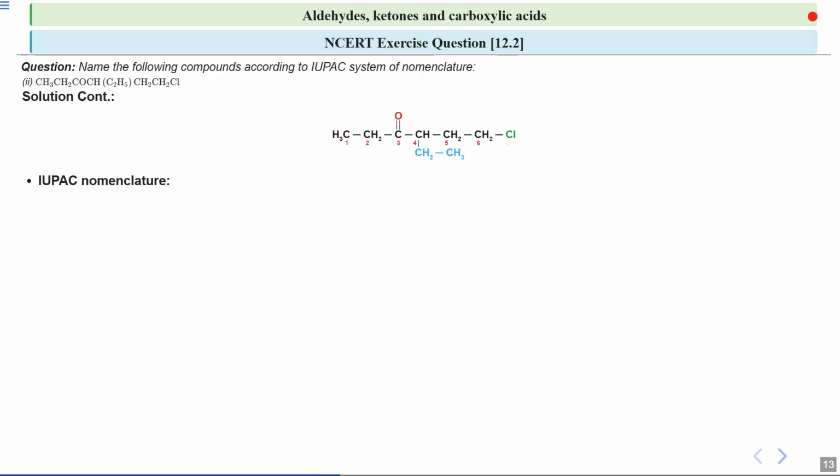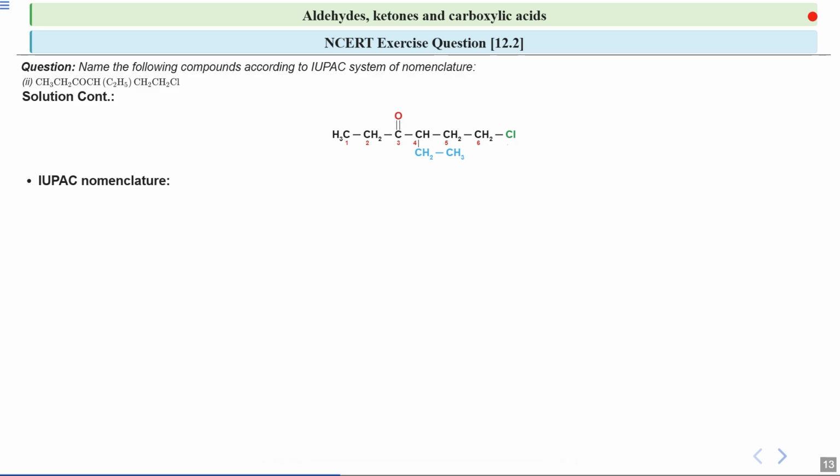So now let us see the IUPAC nomenclature. First we have identified the longest carbon chain. So this is the longest carbon chain. And you see over here, I have done numbering in such a way that this carbonyl carbon gets the least number possible. If I would have started the numbering from here, then 1, 2, 3, 4, this would have gotten the fourth number. But if we are doing numbering from this side, that is 1, 2 and 3, then you see that this carbonyl carbon gets the third number.